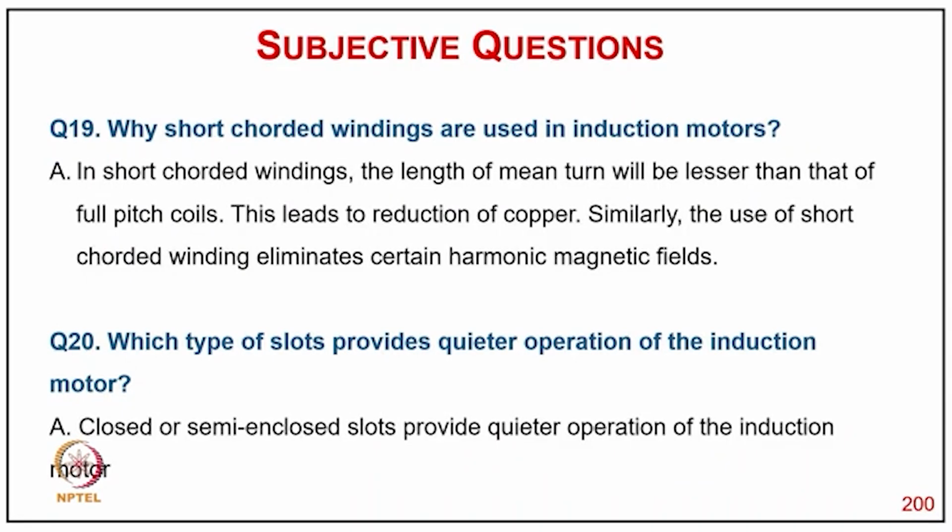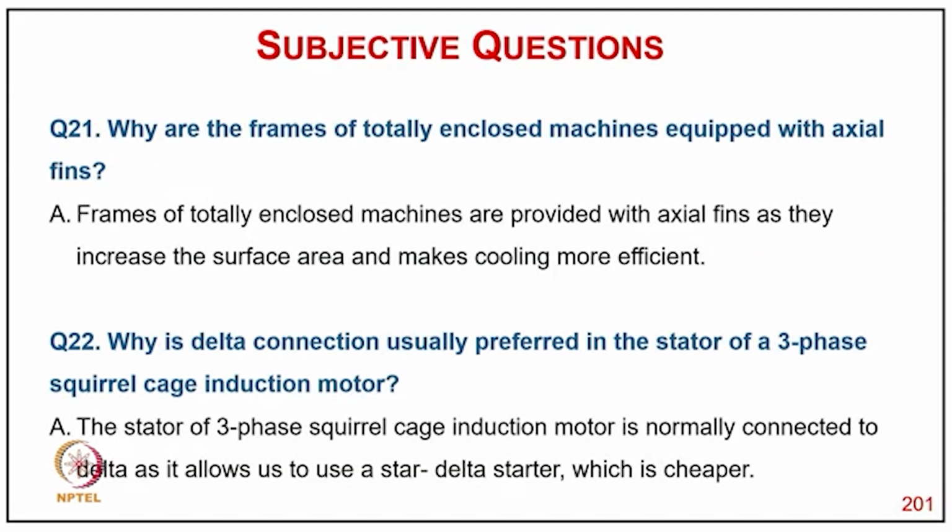Why is short pitched winding used in induction motors? With short pitched winding the length of the mean turn is less than that of full pitch. This is called overhang reduction. Similarly, use of short pitched winding eliminates certain harmonic torques. What type of slot provides quieter operation? The closed or semi-closed slot provides quieter operation.